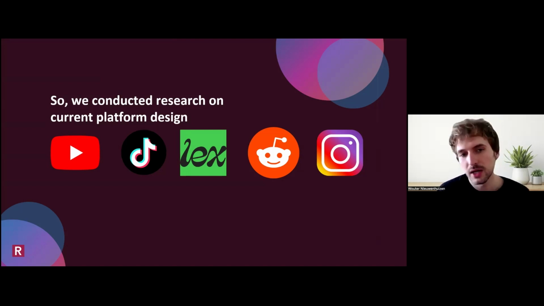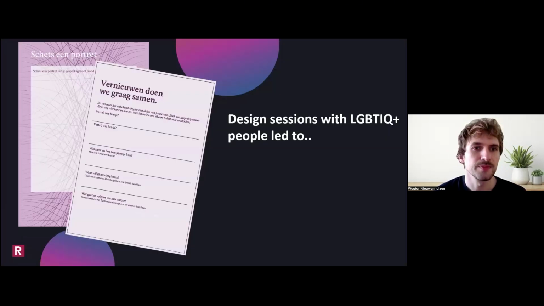So we studied the flow of how you can share content, how you see content, what the sign-up process is like. We use this method called the walkthrough method. So this is a methodology where you can systematically study these kind of apps. And we did design sessions with Dutch LGBTI plus people to actually find out preconditions for inclusive design.